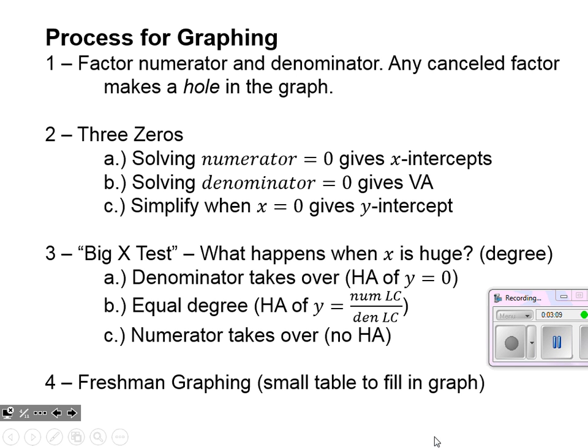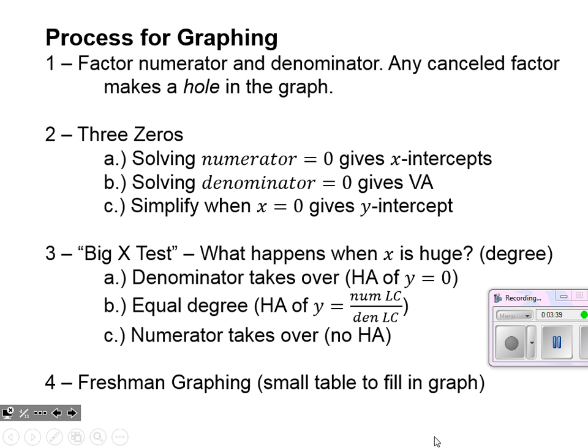So after it's factored, we go through what I call the 3 zeros. That's our next step. We're going to set the numerator equal to 0, and if it's already factored, that's easy. That'll give us the x-intercepts. We set the denominator equal to 0. Whenever we're dividing by 0, that's like an undefined slope. We get a vertical asymptote. And again, if it's already factored, that's really easy. And then letter C, we're going to simplify what happens when we plug in x equals 0. Well, that gives us the y-intercept. That happens whenever x equals 0.